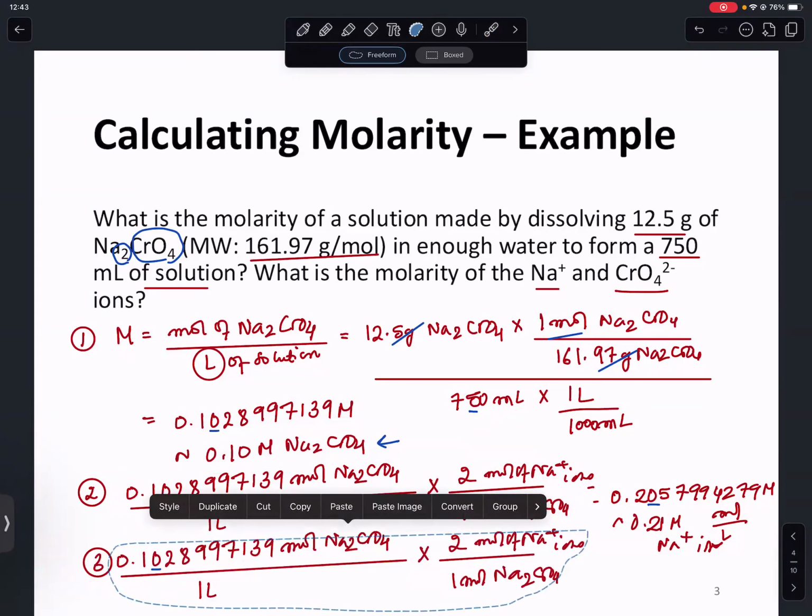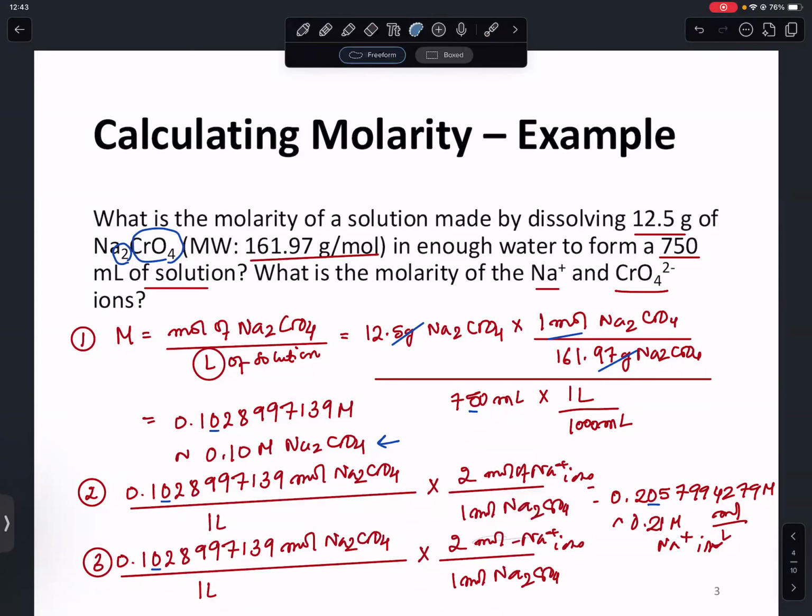And then instead of writing out here the moles of sodium, I'm just going to say there is 1 mole of chromate ions, and I'm going to get 0.10 molar. Of course, it's going to be this value. I'm going to round to 2 sig figs molar of chromate ions.